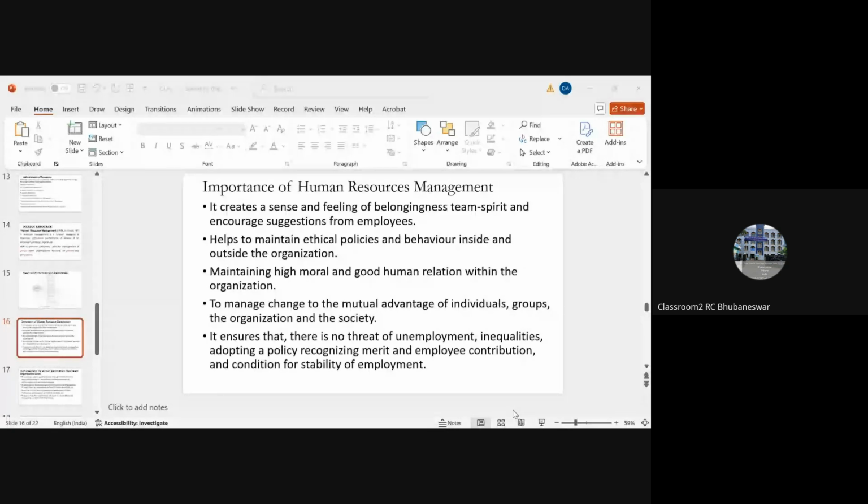So relationships between us should be very cordial, homely and friendly. That is very important, and that improves high moral and good human relations. And human resource management is essential to manage the individual activity, group activity in the society.